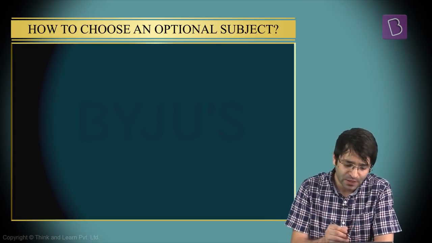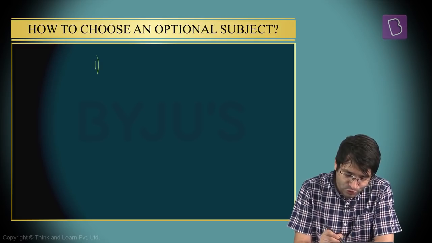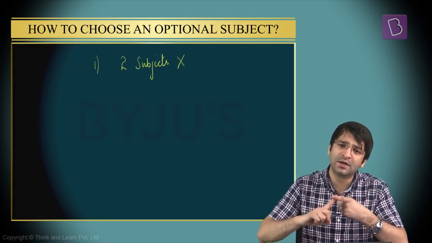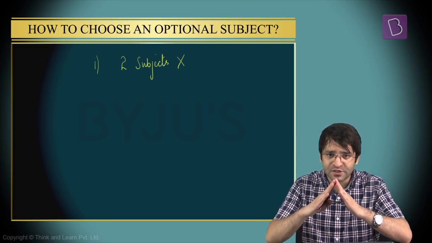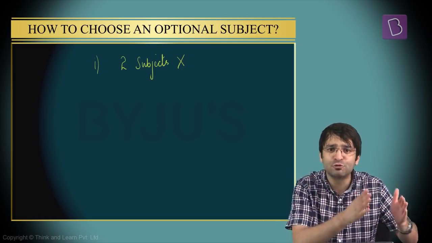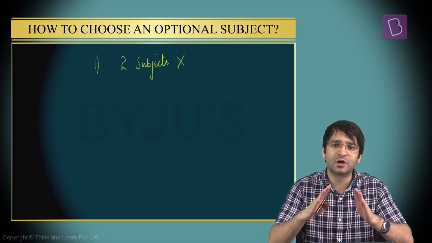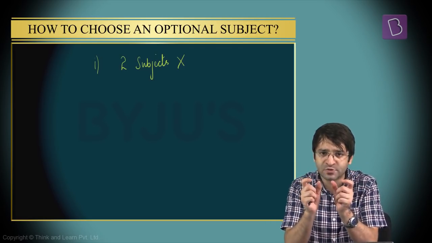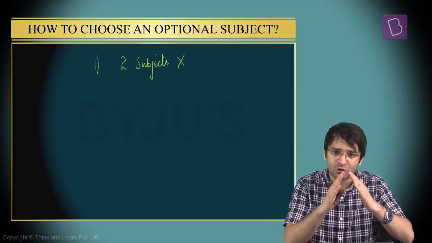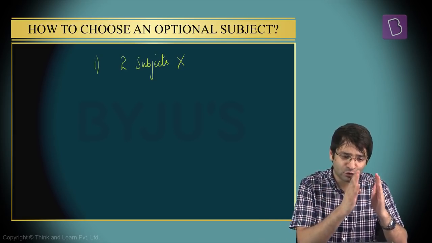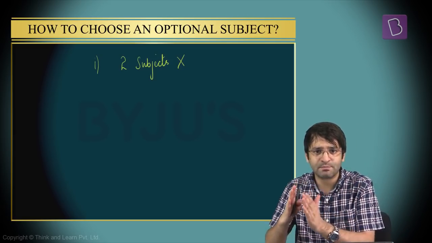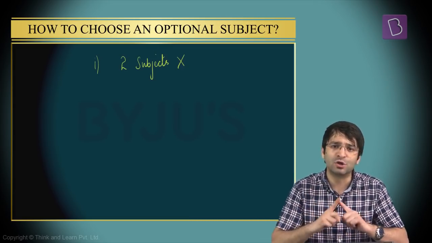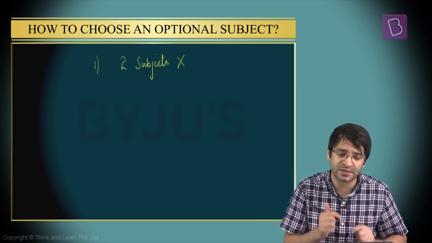Myth number 1, you don't have to choose 2 subjects. You have to choose only one optional subject, but this optional subject will be bifurcated into 2 papers. Let's say, for example, you are taking sociology as your optional subject. Only one optional subject you have to take, but this sociology will be bifurcated into sociology paper 1, sociology paper 2. You don't have to choose 2 optional subjects.